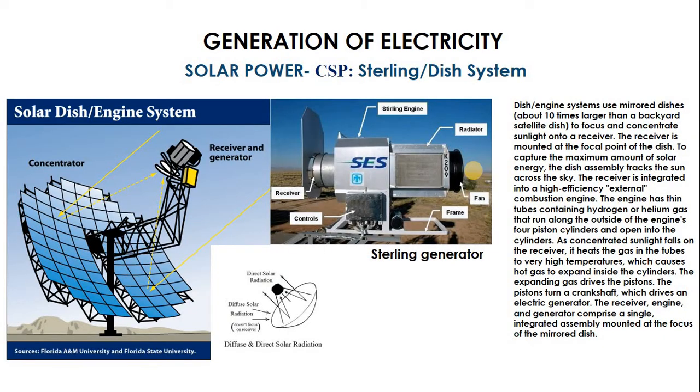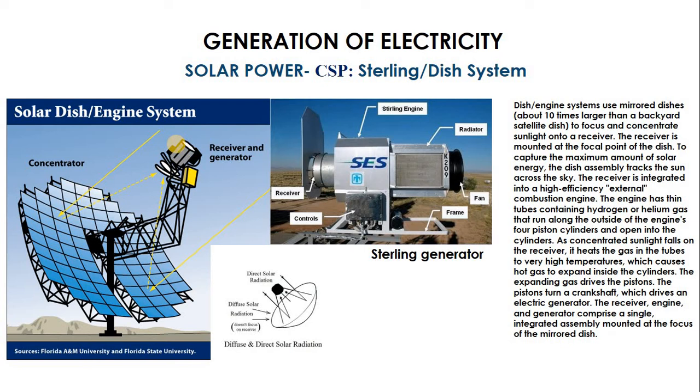Next, we have the Stirling dish or the Stirling engine system. Here, as you can see, it looks like a satellite dish, but it's not a satellite dish. The design is just like a satellite dish, but it is not a satellite dish. Here we have mirrors all over here, and we have the receiver here.